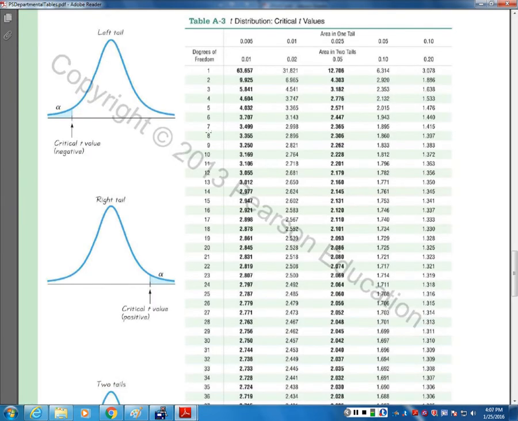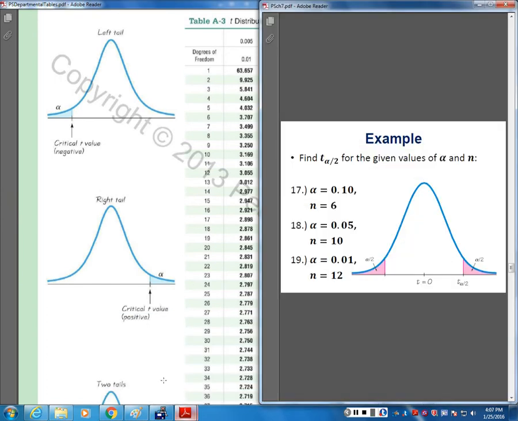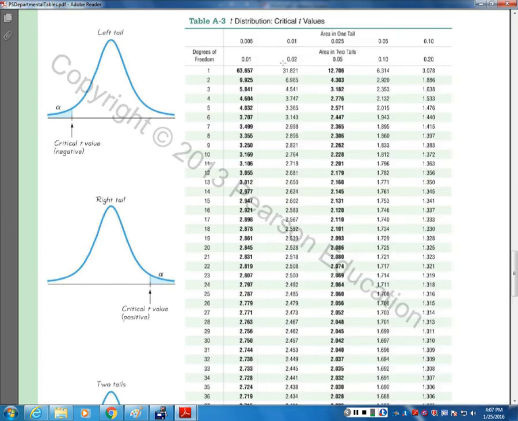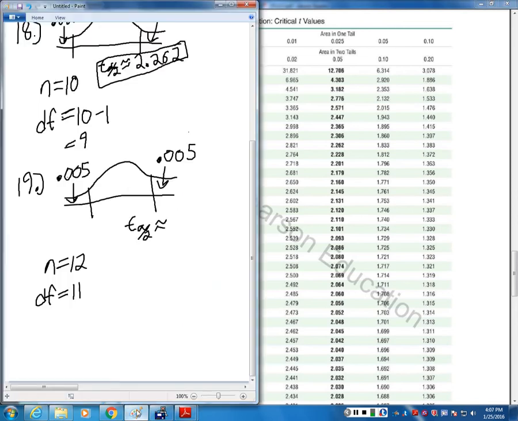So I'll go over to my chart. 11 is the degrees of freedom. And I had 0.01 as the area in two tails. That would be the first column on the left. If I want to think about it in terms of how much is in one tail alone, then I again get the first column. I line up those two columns, or excuse me, the column and the row, and I get 3.106. That's my answer.